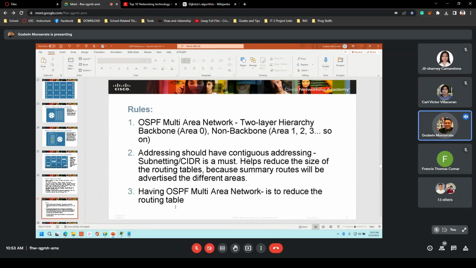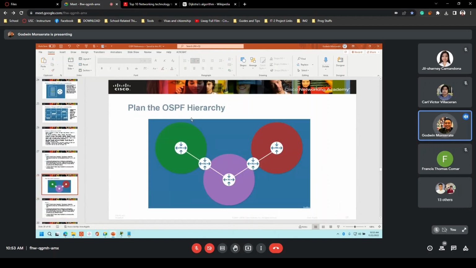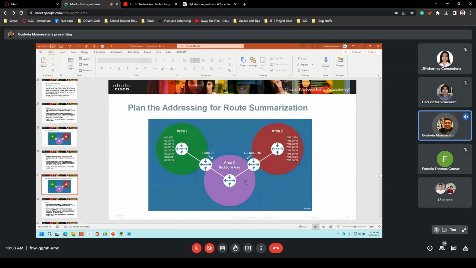Why do you attach it to the area? You attach it to your backbone, which is the edge. So having an OSPF multi-area network is to reduce the routing table. For example, this is how we plan the OSPF hierarchy. So we have routers 1, 2, 3, 4, 5. The violet here is very clear, that you have separated all of this network into different areas. So you have your backbone, area 0, area 1, and area 2.